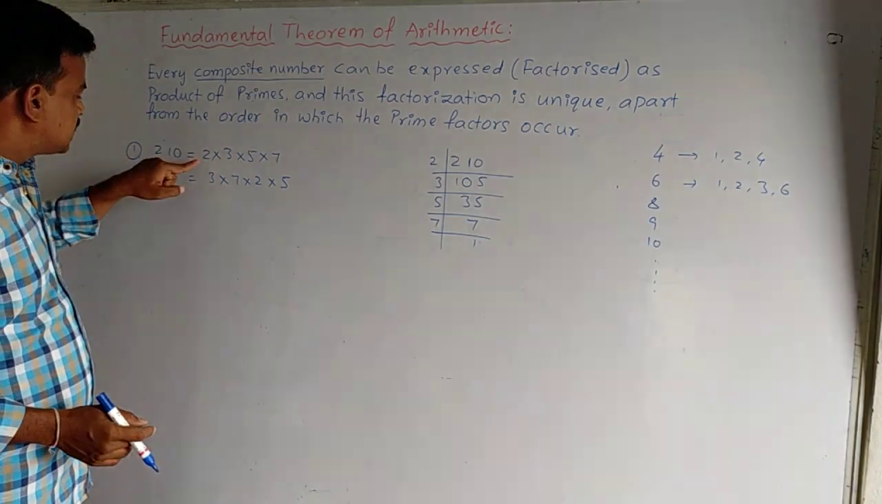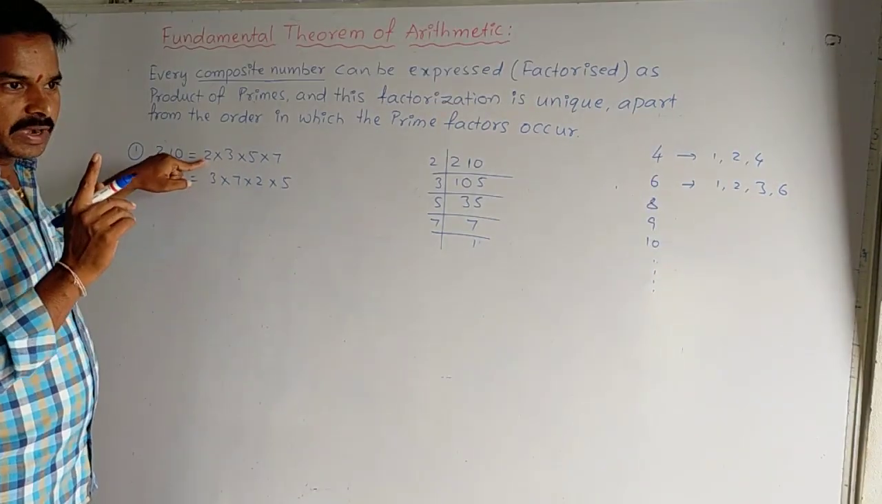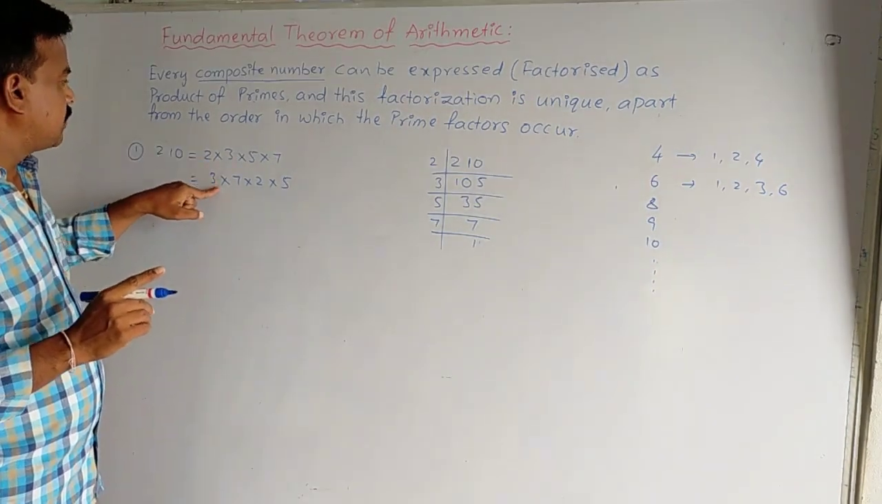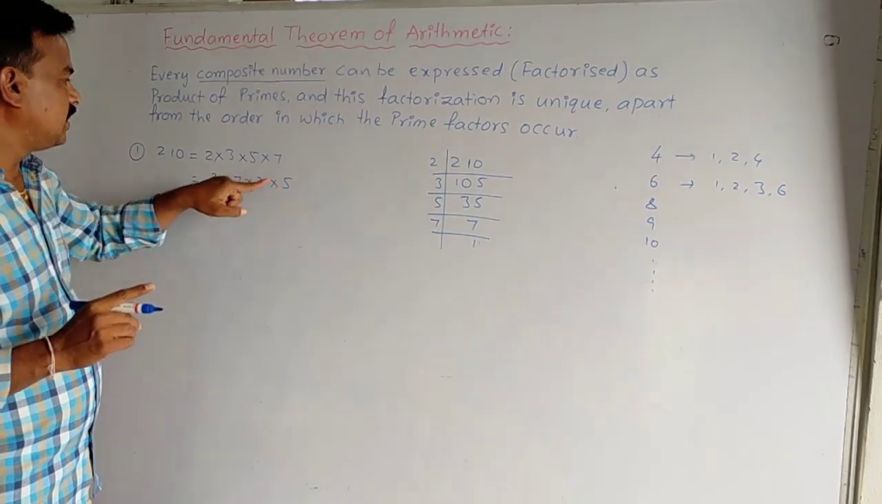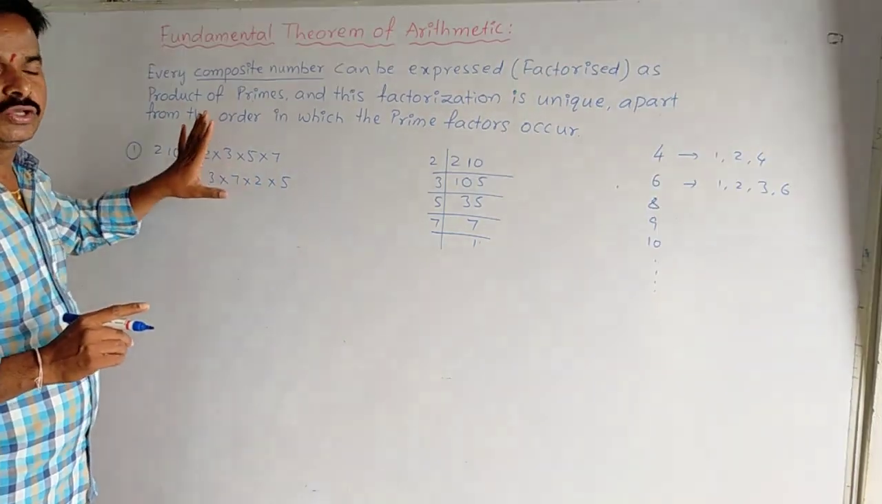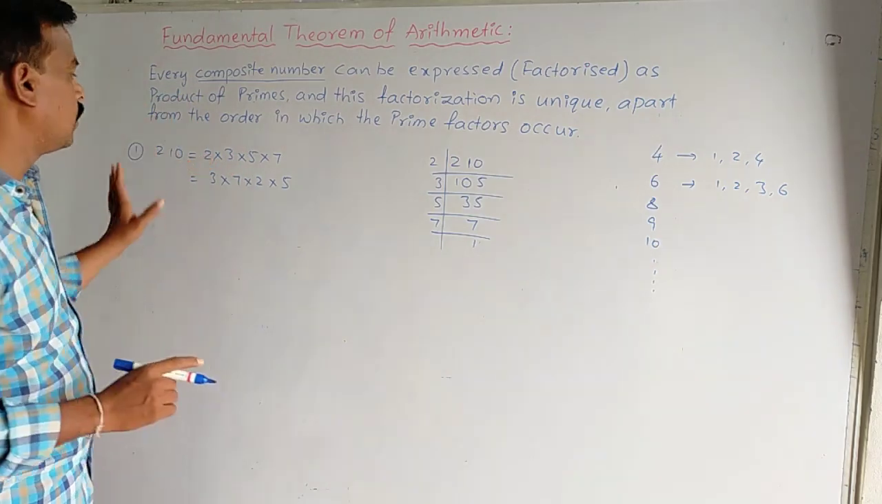But compulsorily, in this one prime number 2 came, here also one prime number 2. Here 3, here 3, here 5, here 5, here 7, here 7. This is unique only. This is the same only.